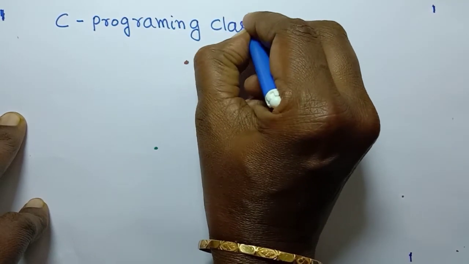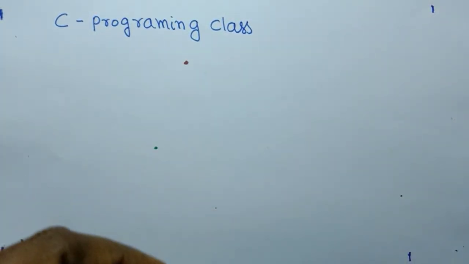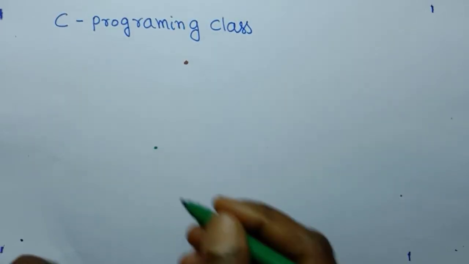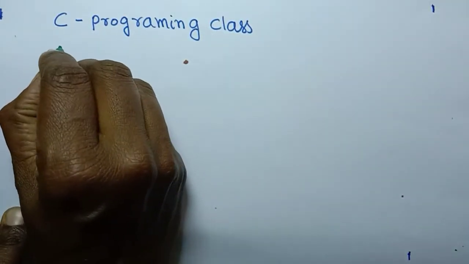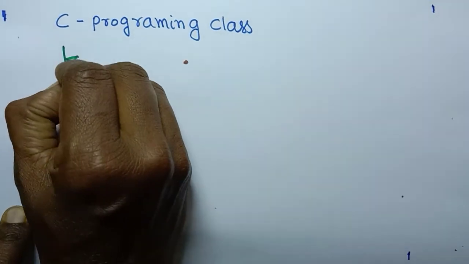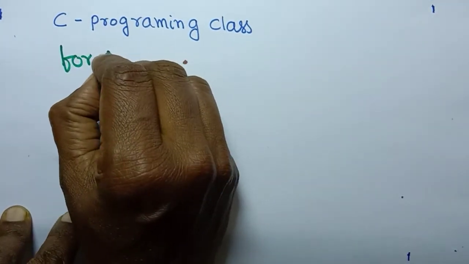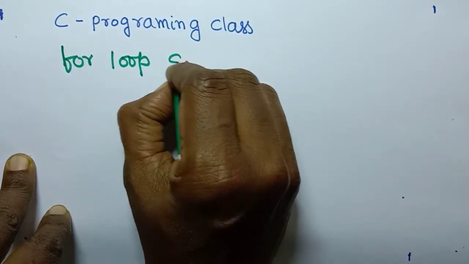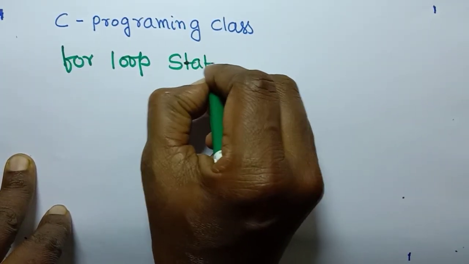Okay, in this class we are going to study another loop statement. What is the other loop statement? That is the for loop statement. In this session you are going to study the for loop statement available in the C program.